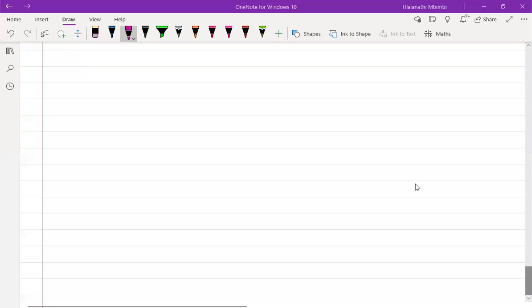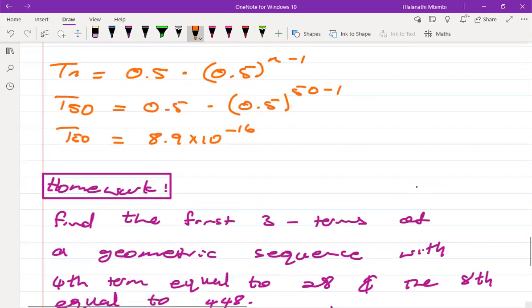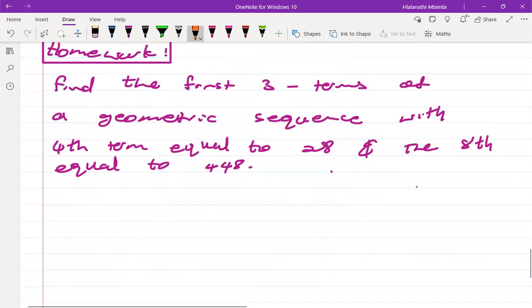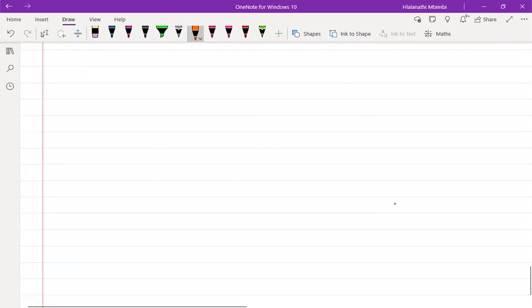Okay, let's do a last example on geometric sequences. We're still within the geometric sequences. We left off where we're talking about homework, and we are now picking up there, doing our last example.